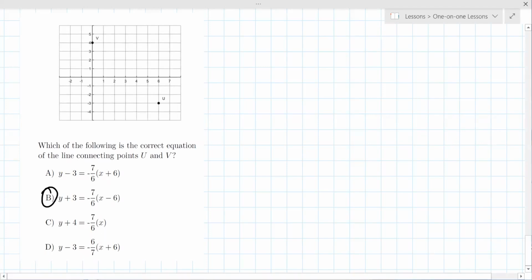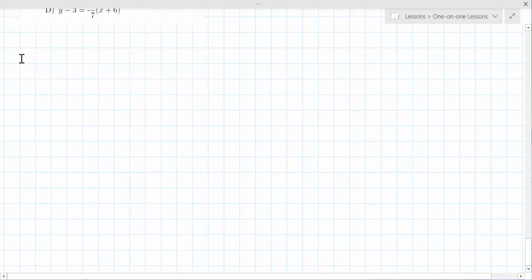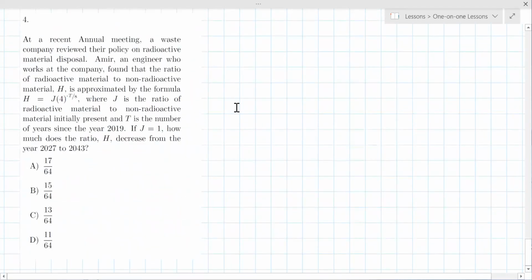The story problem, they always have, well, not always, they have extra information sometimes. Sometimes you have to use all the information, sometimes just a lot of words. My recommendation is to always start with the last sentence, so you kind of know what you're looking for. If j equals 1, well, I don't know what j is. How much does the ratio, I don't know what the ratio is, h, decrease from the year 2027 to 2043? So whenever you say decrease or increase, it usually means you're going to do two calculations, and then you're going to add or subtract them in this case.